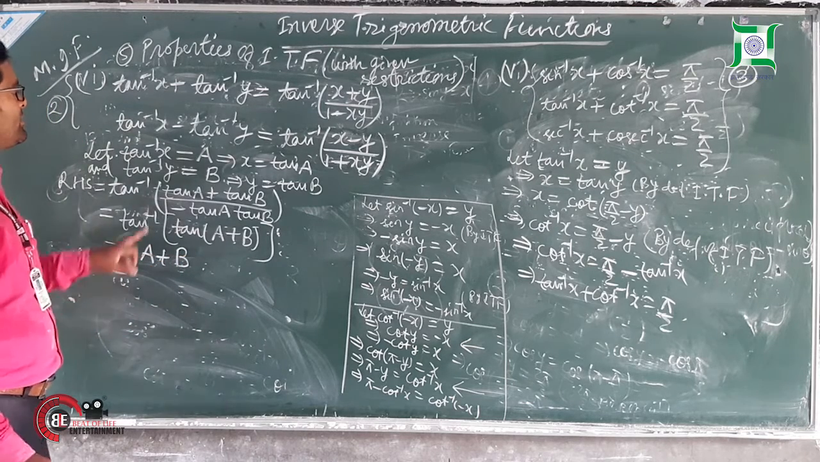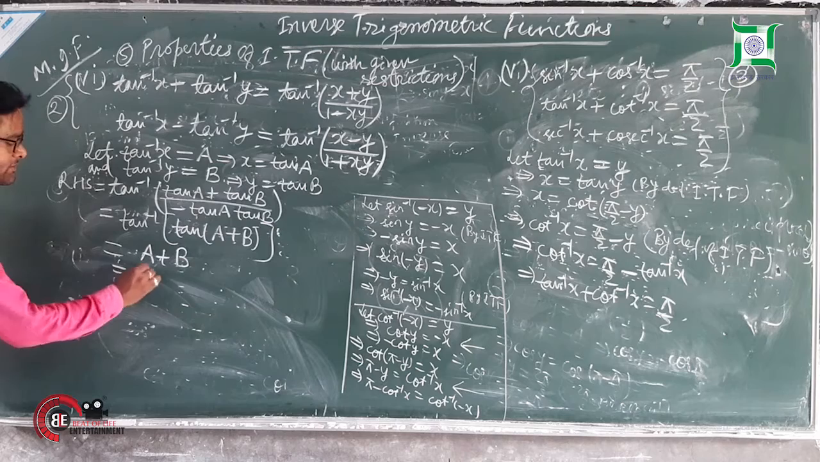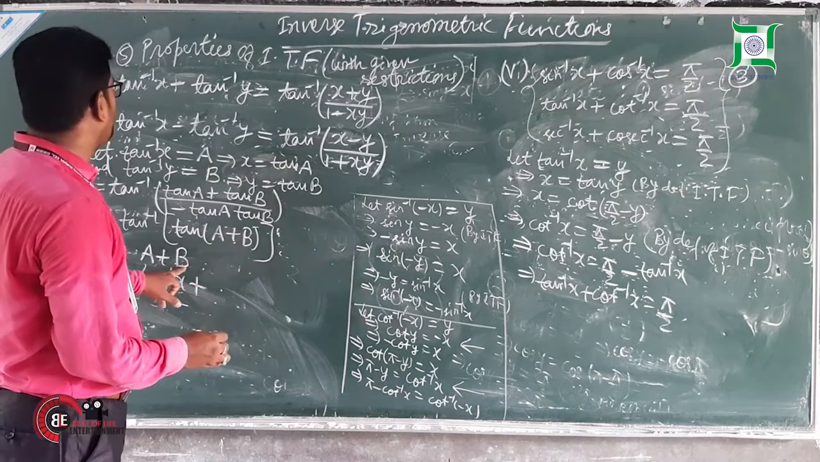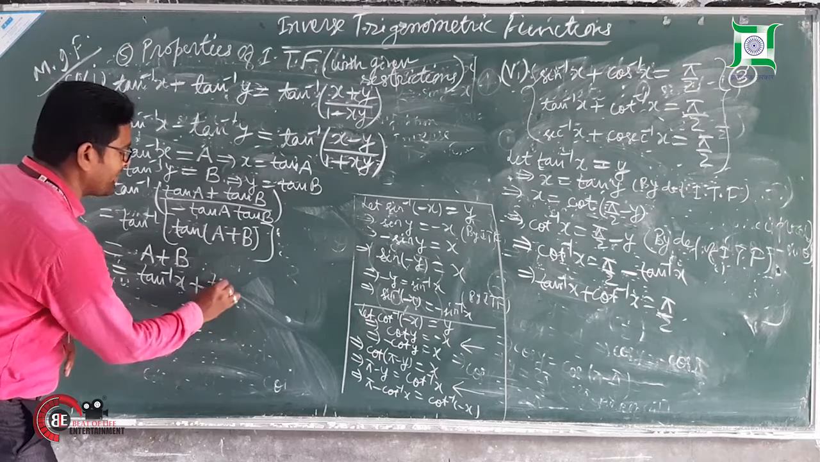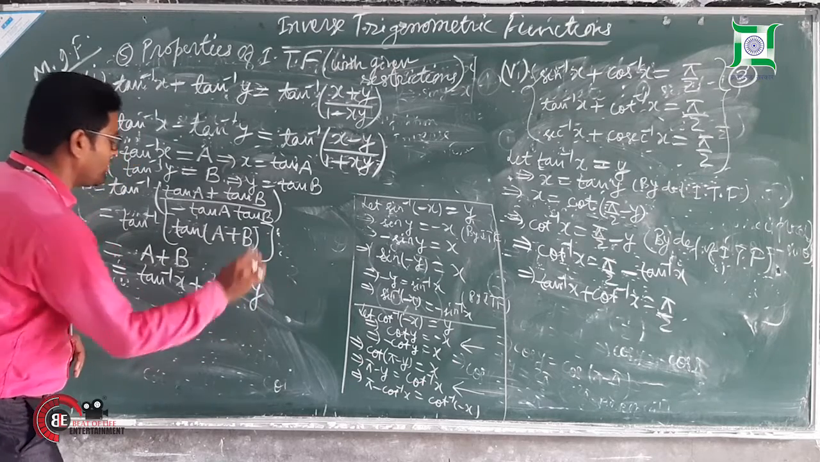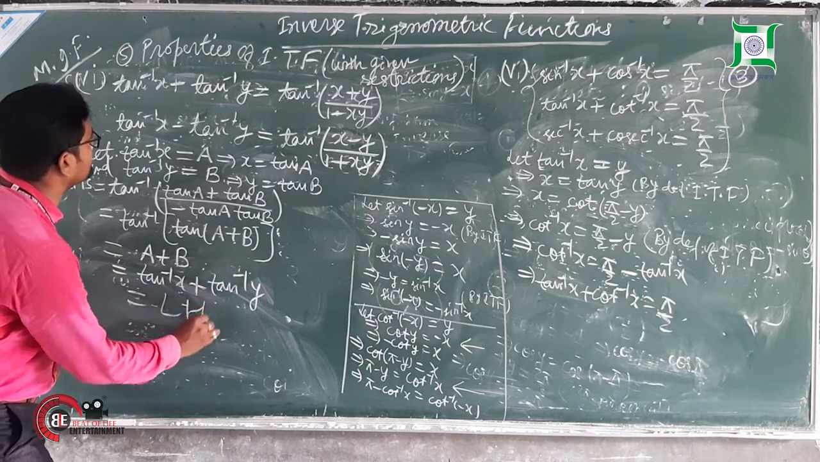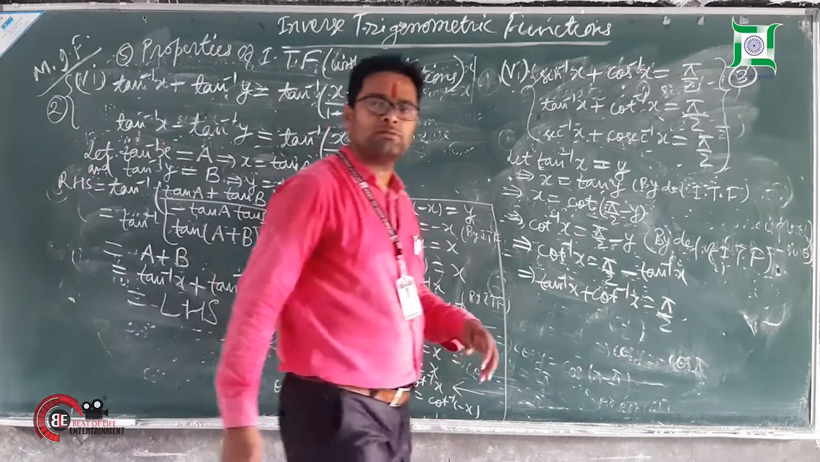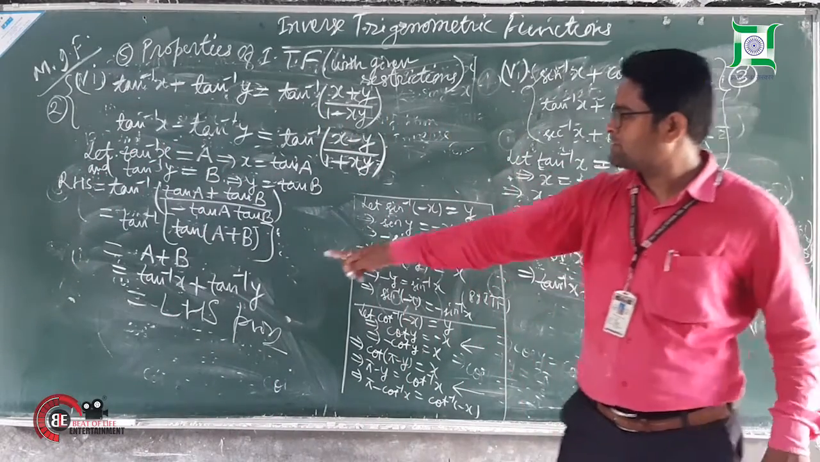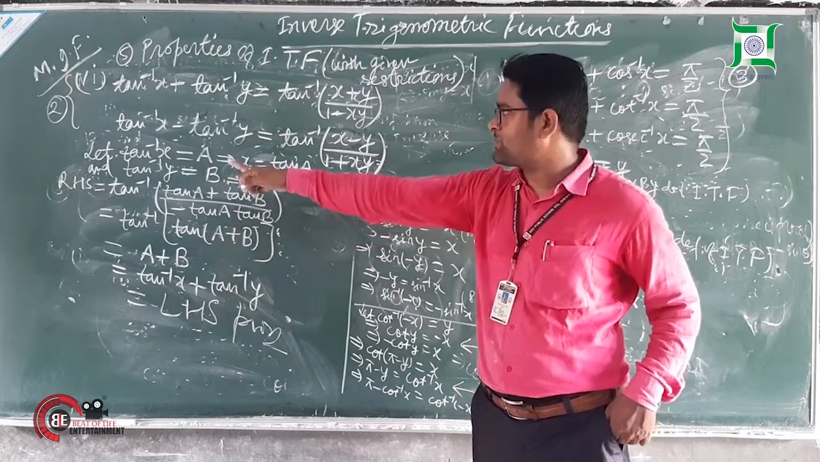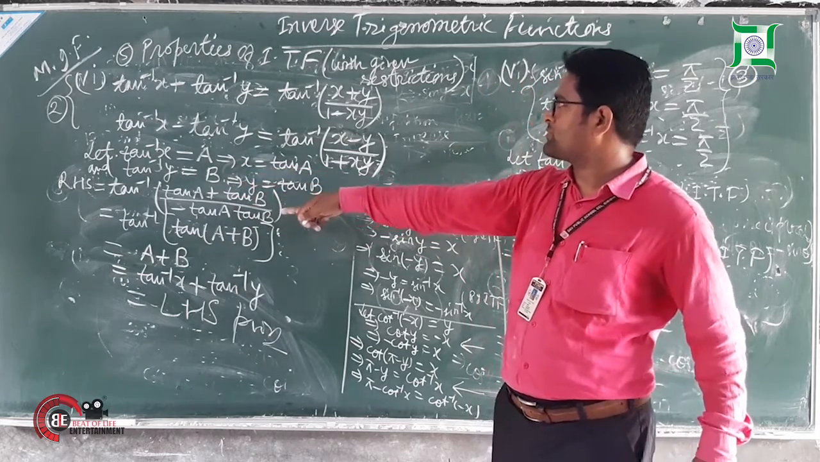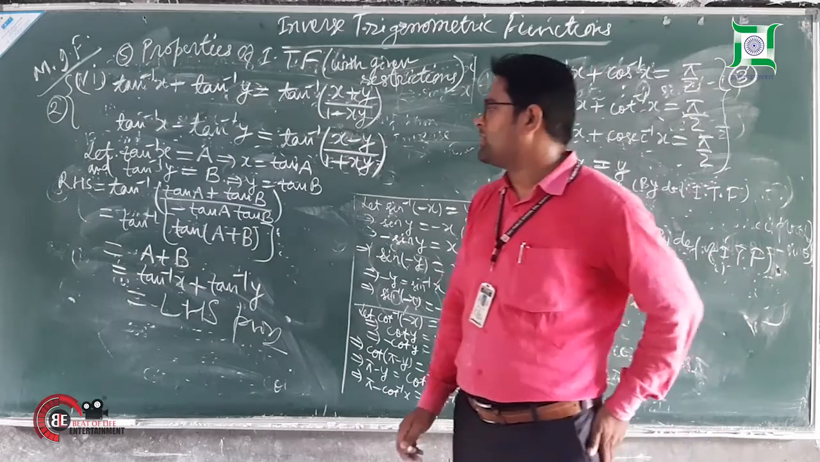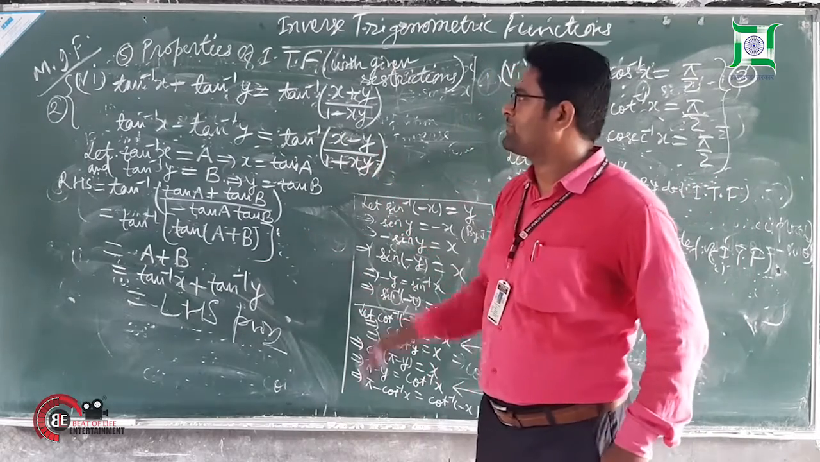Just replace this A and B. What is your A here? A is tan inverse x. What is your B here? B is tan inverse y. So, is it your LHS? Proved. See this, I have proved tan inverse of x plus y by 1 minus xy is equal to tan inverse x plus tan inverse y. So, in this way, easily we can prove all these formulae.